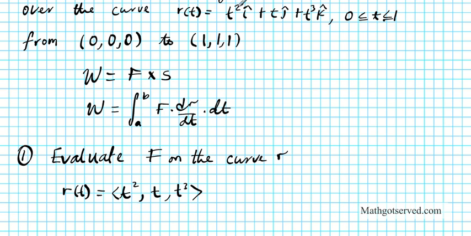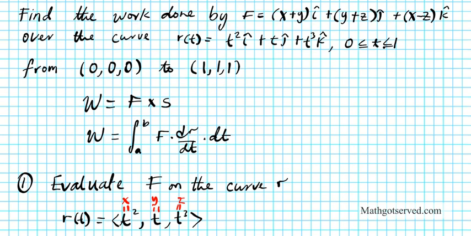Okay, so you can see that this is the x component, this is the y component, and this is the z component. All right, so basically x is t squared, y is t, and z is t to the third. So what am I going to do with that? I'm going to plug these respective components of the position vector into F.